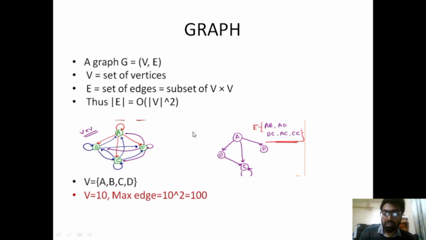In the worst case scenario, the number of edges will be in the order of V square. So yeah, that part is very important for the graph topic.